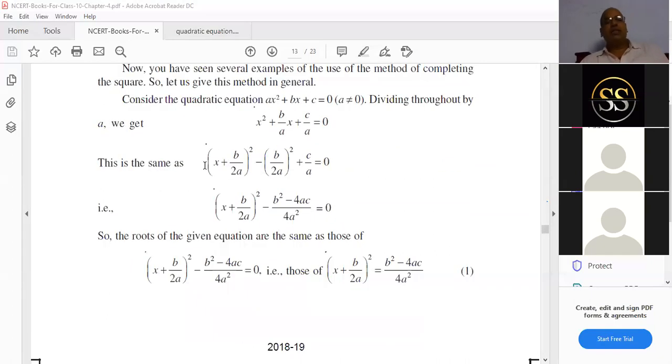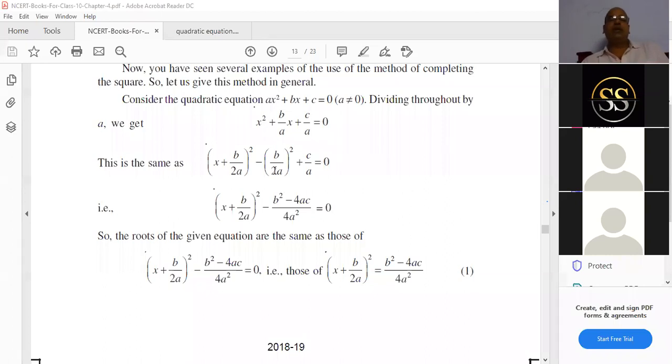Now this is in the form of a plus b whole square. First three terms: x plus b by 2a whole square, minus b by 2a whole square plus c by a equal to 0. Okay? Now transpose these two terms to RHS, only this part. Only 10 minutes time, we can finish this solution. x plus b by 2a whole square only is left on the LHS side, and transpose these two.